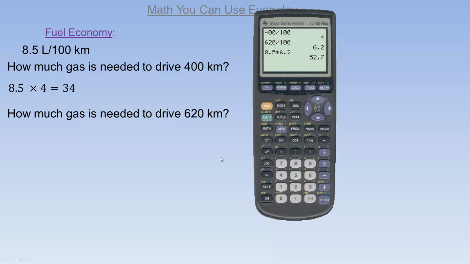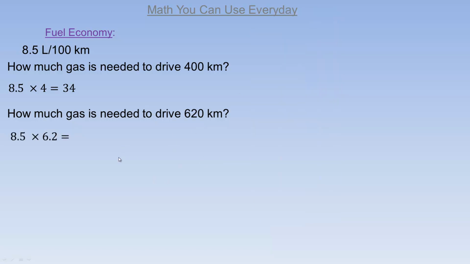And we should use, well, I'm going to just round it. Instead of 52.7, I'm going to round it to 53. Just round up to the nearest liter. So it would take about 53 liters of gas. Now, if that's your average, if the terrain's hilly, if it's colder, if it's rough roads, then maybe your fuel economy isn't going to be exactly 8.5, but that's just an average.